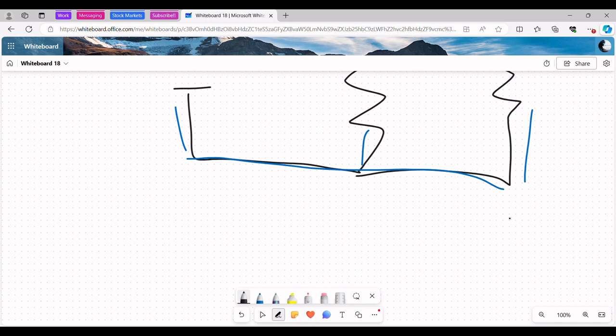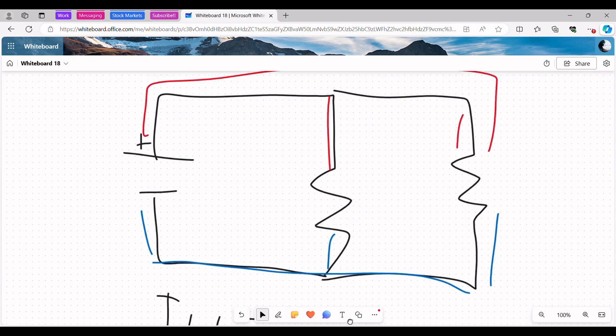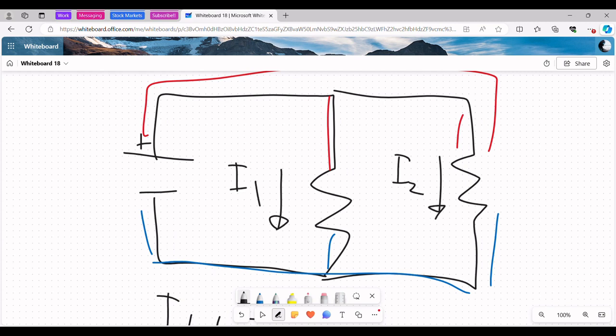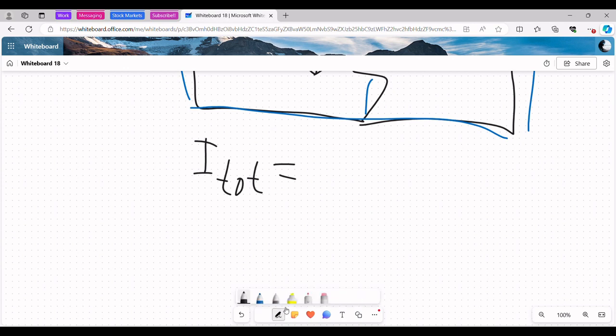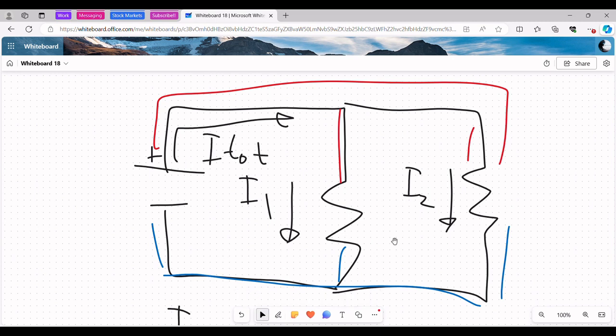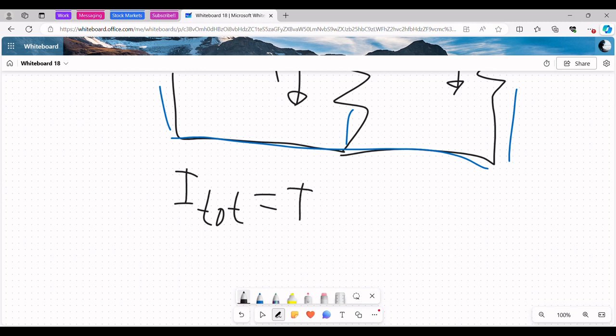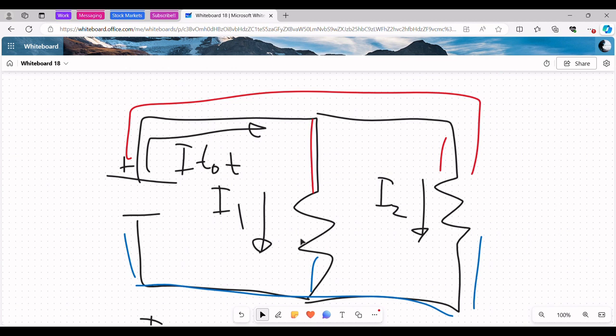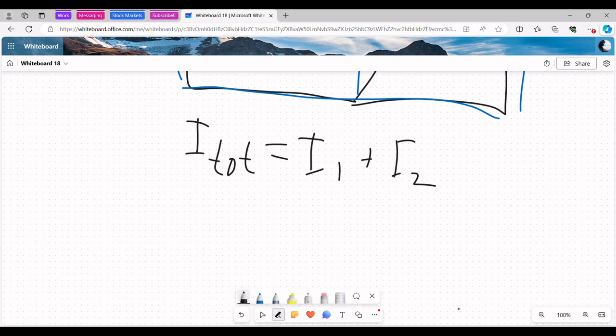So what relationship can we derive from here? We understand that from the junction rule, if we have I1 coming down here and we have I2 coming down here, like this, then the total current, which is basically the current flowing through the battery, has to equal I1 plus I2. Just because of the junction rule. Just because the amount of current that is coming out has to be equal to the current that you're putting in.